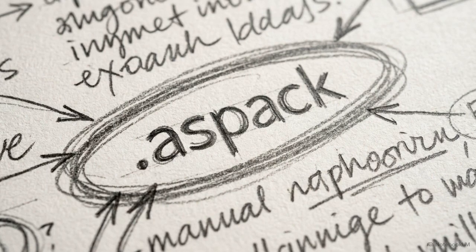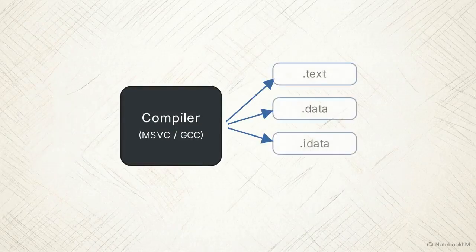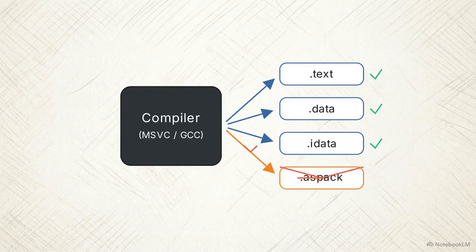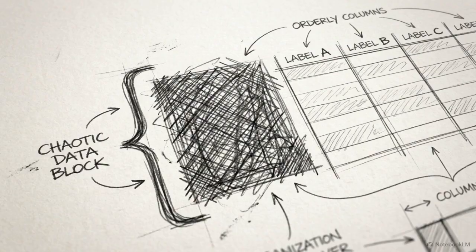Now we return to the .aspack section we identified earlier. Standard compilers like MSVC or GCC do not generate a section with this name during a normal build process. ASPack is an executable compression tool. It is used to wrap a program inside an obfuscated layer. This means the code section we mapped earlier has been compressed and encrypted. The true instructions are currently unreadable on the disk.